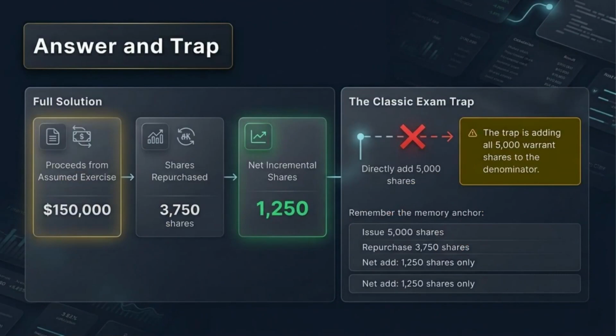The proceeds are 5,000 multiplied by $30 or $150,000. Repurchase shares are 150,000 divided by $40 or 3,750 shares. Incremental shares are 5,000 minus 3,750, which equals 1,250 shares. The trap is adding all 5,000 warrants. Under the treasury stock method, only the net incremental shares belong in diluted EPS.